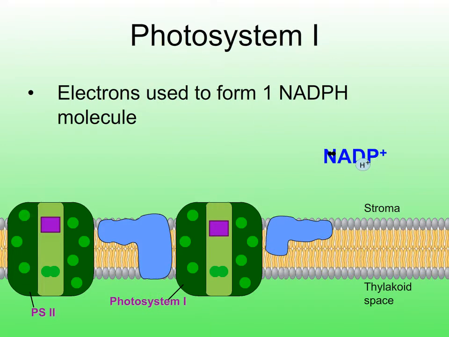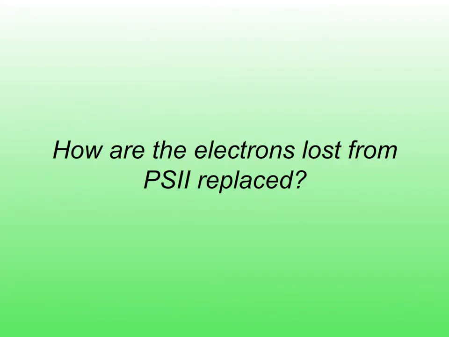Instead, they are passed to an electron acceptor called NADP to form NADPH. This molecule is an electron carrier very similar to NADH. To distinguish which is used in photosynthesis, the P in NADPH can stand for photosynthesis. But remember, the electrons of P680 of PS2 were boosted, used to pump protons, and dumped into P700 of PS1. Photosynthesis cannot continue until those electrons are replaced. So how does this happen?